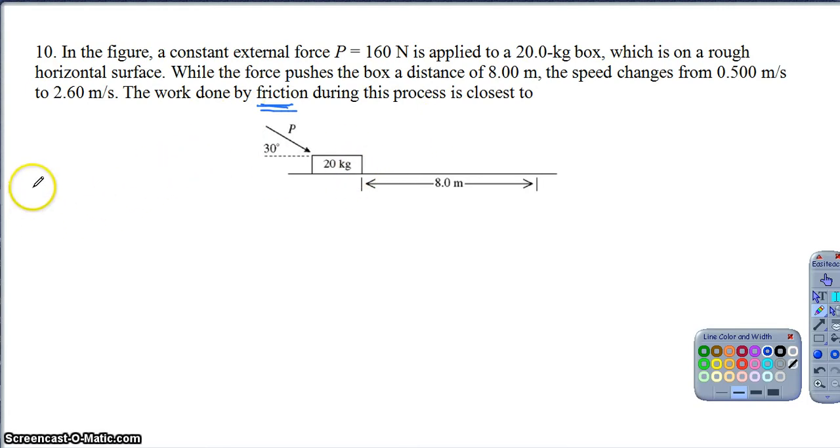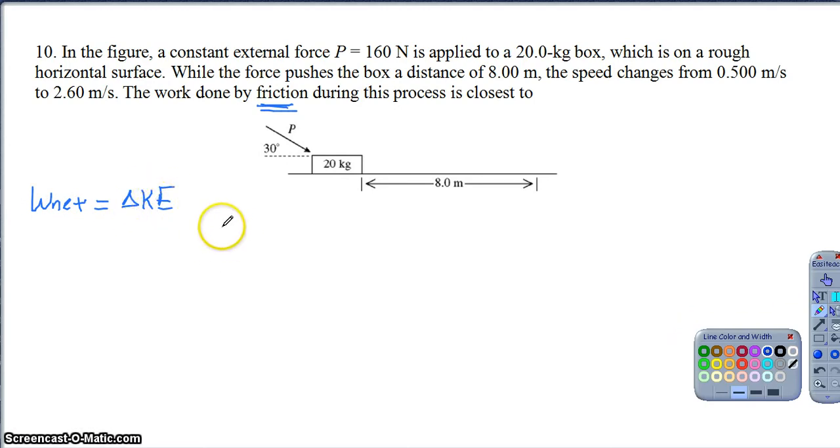I know that the net work, whatever the total work done on this box is, is going to cause a change in energy. And because the potential energy is not changing, since we're not going to a different height and there are no springs involved, the only change in energy would be kinetic energy. So whatever the net work done on the box, that's going to cause its change of kinetic energy.